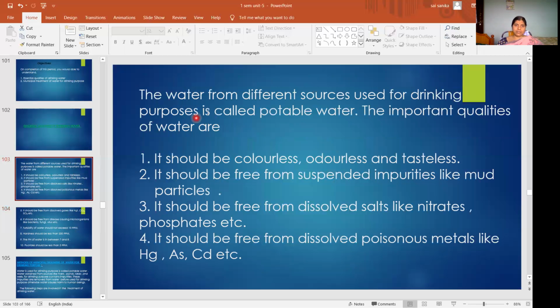So once again I will repeat. It should be colorless, odorless, and tasteless. It should be free from suspended impurities like mud particles. It should be free from dissolved salts like nitrates, phosphates, etc. It should be free from dissolved poisonous metals like mercury, arsenic, cadmium, etc.